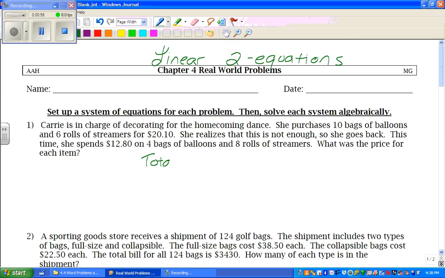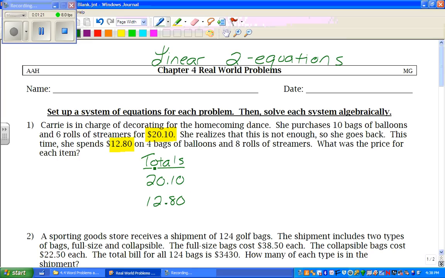Now the key when you are solving these is to look for totals. You should have 2 totals in your word problem. So when you look at them, let's figure it out. I see a total of $20.10, so that's one of my totals. I'm going to write 20.10. And the other total is $12.80.